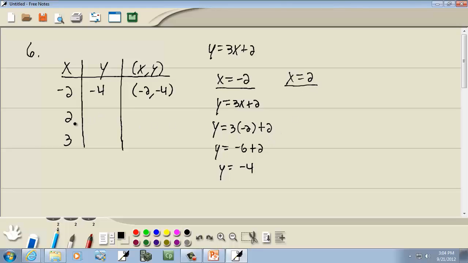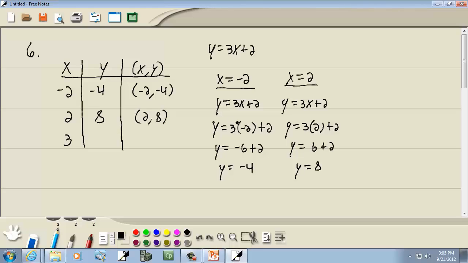Well, then we're going to do the same thing for x equals 2. So I'm going to plug it into y is equal to 3x plus 2. Well, we said x was 2, so we'll put 2 in for the x. And 3 times 2 is 6, and 6 plus 2 gives us 8. So that would be our y part of the second point, which would be (2, 8).